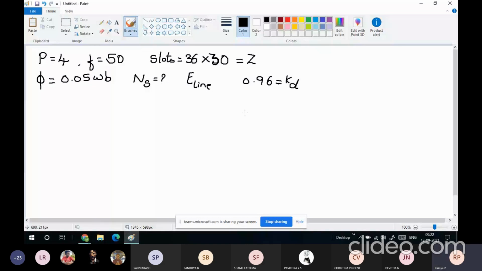Under the full pitch condition, Kc will be equal to 1. They have not given any other values for calculating Kc either. So if nothing is given in the problem, you can assume it is a full pitch. So I am going to assume a full pitch. Now we are supposed to calculate Ns and E line. It is a direct problem.